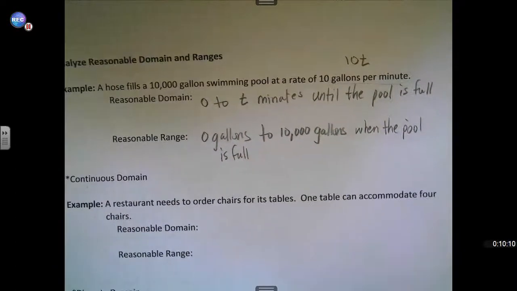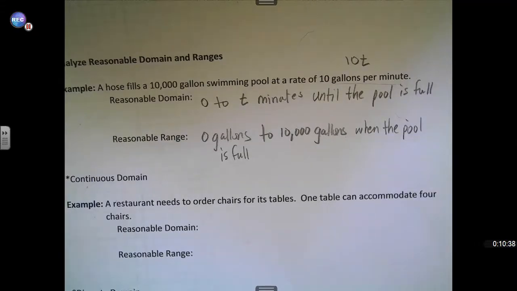Okay. Another example: a restaurant needs to order chairs for its tables, and one table can accommodate 4 chairs. So what's going to determine what? Is it the number of chairs that are going to determine how many tables I have, or how many tables I have going to determine how many chairs I need? Okay, and it's that one. The number of tables I have is going to determine how many chairs I need.